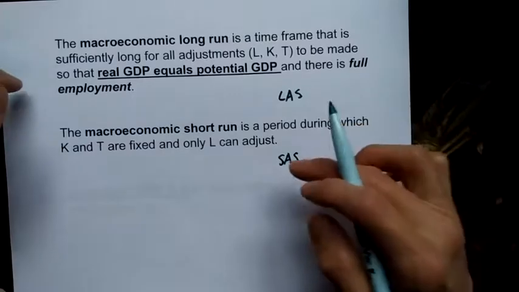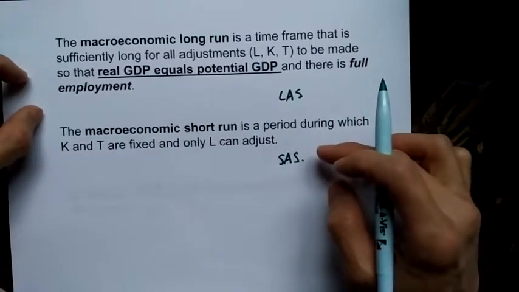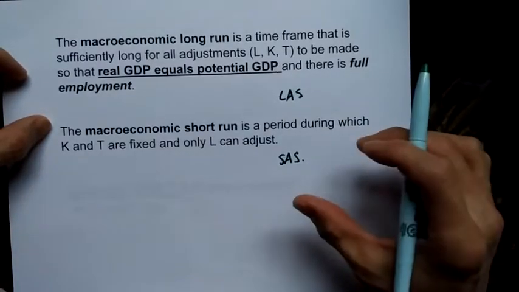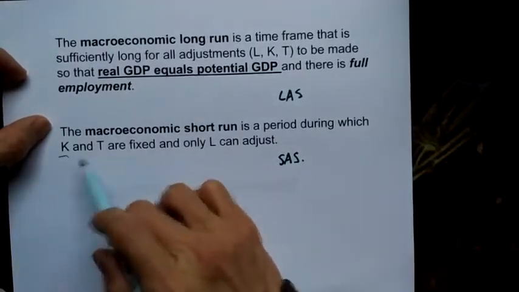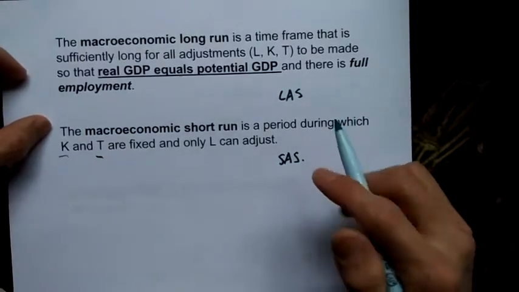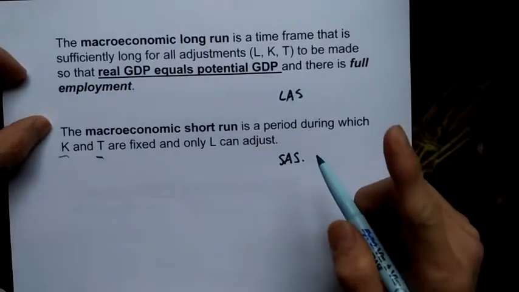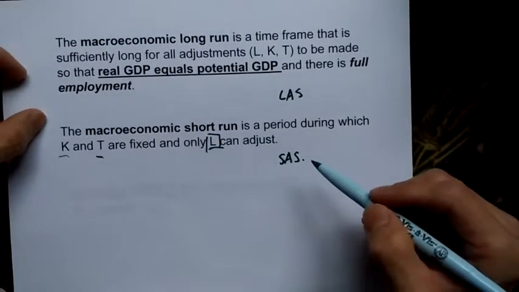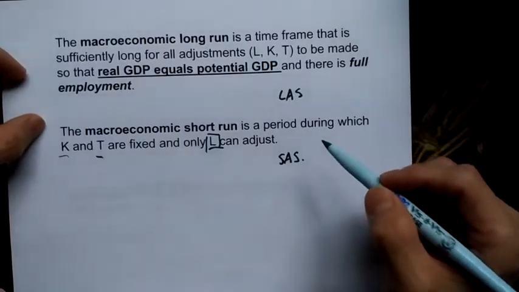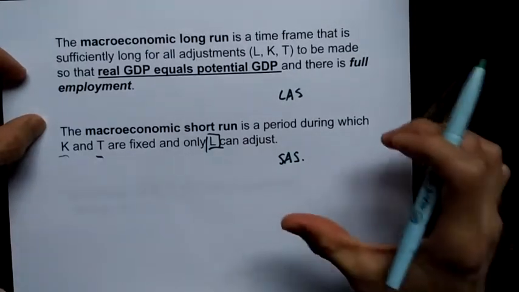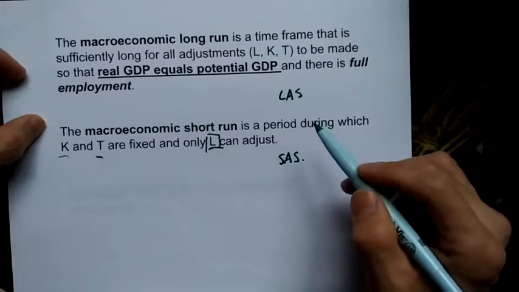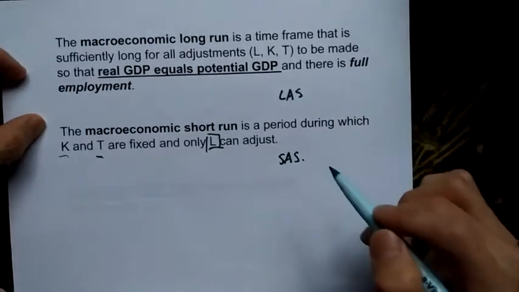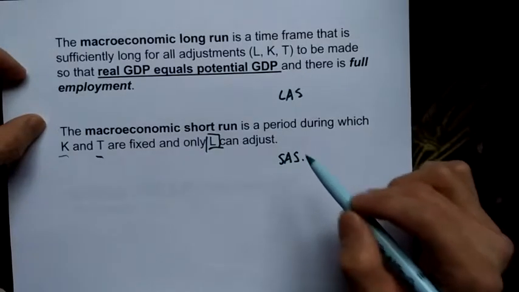Therefore, economic short run is the period of time that capital and technology are fixed. You don't have time to adjust these two production factors to their optimal level. The only production factor that you can adjust in the short run is labor. Let me say it again. Macroeconomic long run is the period of time that is long enough for all three production factors to adjust to their optimal level. In the short run, capital and technology are fixed. You can only adjust labor to its optimal level.